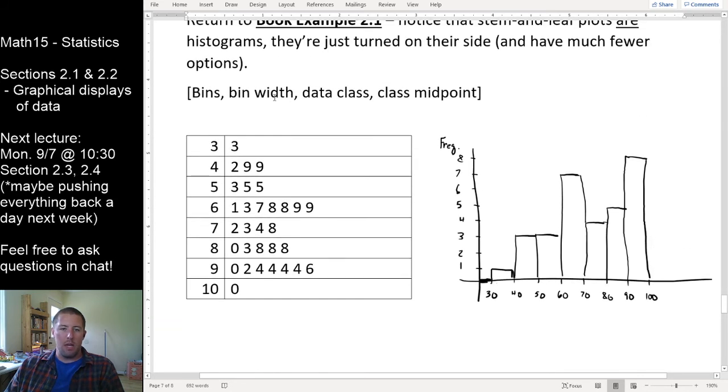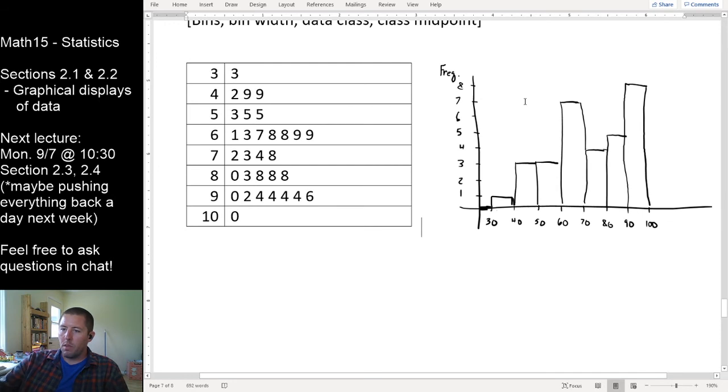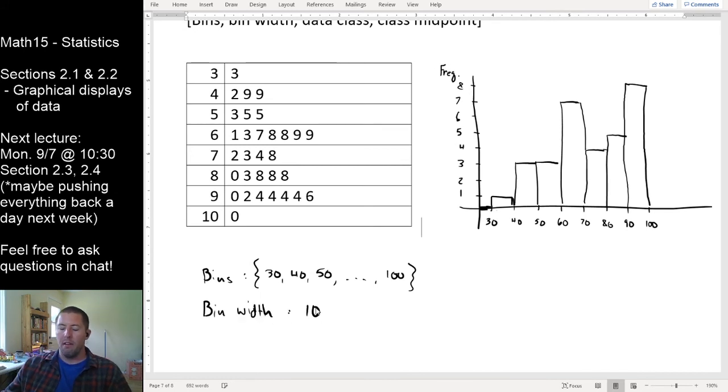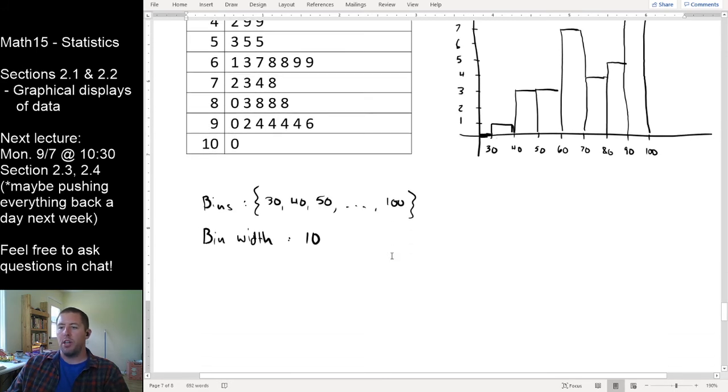So let's talk a little bit about bins, bin width, data classes, class midpoint, stuff like that. These are just some pretty easy vocab words here. So in this case right here, I would say that our bins, those are all of our intervals that we're using right here. So our bins are going to be marked off by 30, 40, 50. When I list my bins as a list, I'm listing what are all the boundaries of all of the terms that we're looking at here. So in this case, I might list my bins as like the 30s through the 100s right there. What is our bin width in each case? How many terms are associated with each bin width? Well, each bin has a width of 10 because there are 10 values, right? 30 through 39 is 10 numbers right there. So there's 10 different values that are associated with each bin.